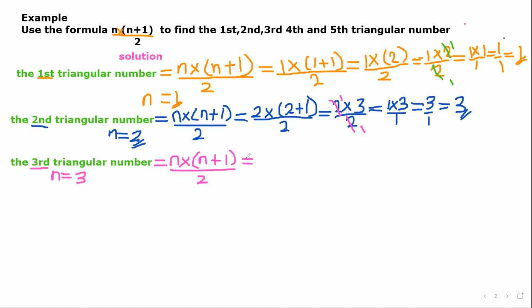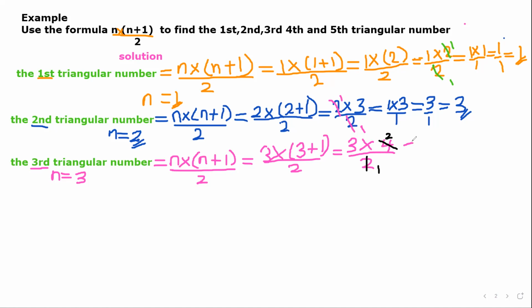Okay, good. Now we have 3 times, in the bracket here, 3 plus 1, then all over 2. Okay, good. Now we have 3 times, in the bracket, we have 4, when you add the 1 in the bracket, all over 2. Good. Because there's a multiplication sign between the 3 and the 4, we can use the 2 to reduce the 4. Okay, great. So 2 goes here 1, 2 goes here 2. Okay, good.